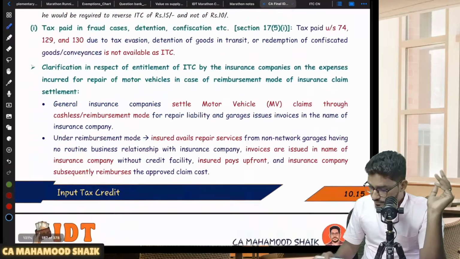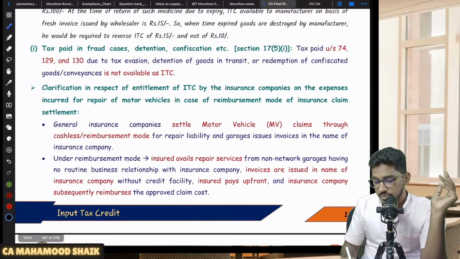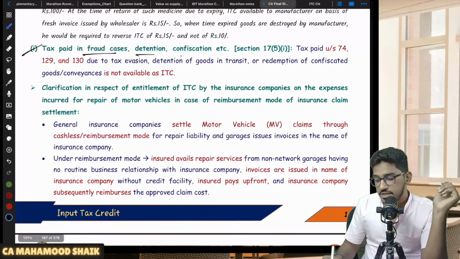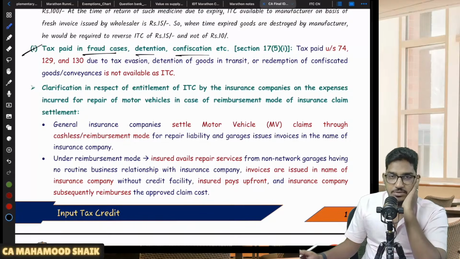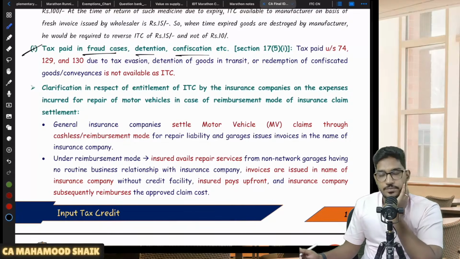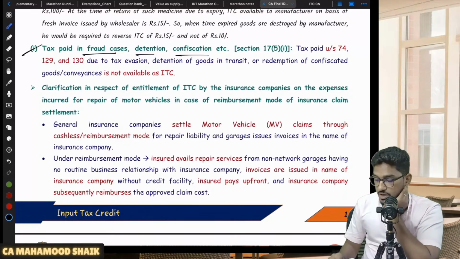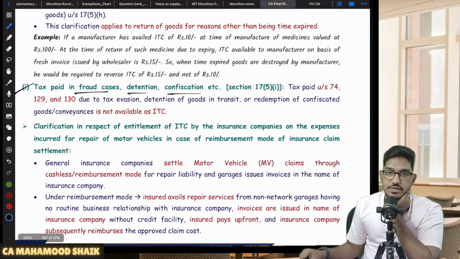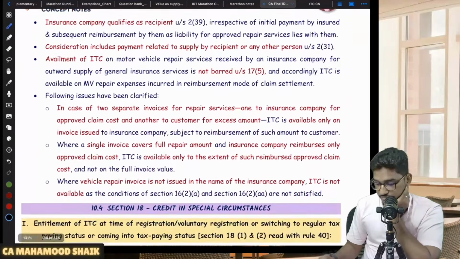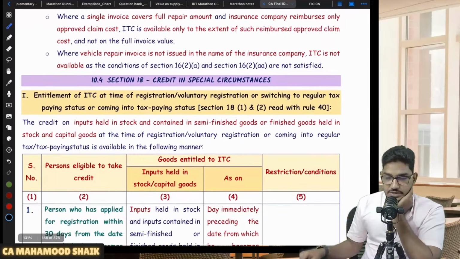And thereafter, one more case where ITC will not be available is tax paid in fraud cases, detention, confiscation, etc. So whatever tax you are paying under fraud cases, detention, confiscation, on that also ITC is blocked, but only up to financial year 23-24. From financial year 24-25 onwards, you can take ITC. So this is regarding various circumstances in which ITC will be blocked under section 17 subsection 5. So we have covered 17 subsection 5.